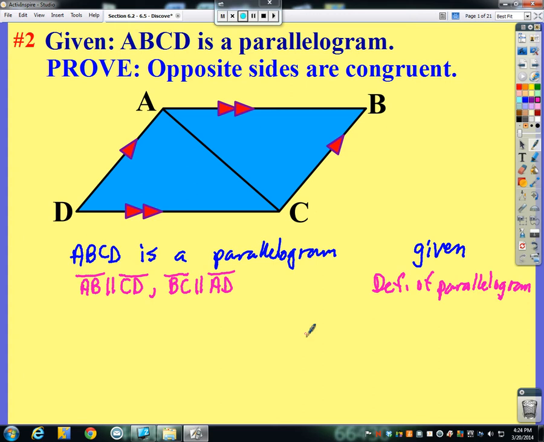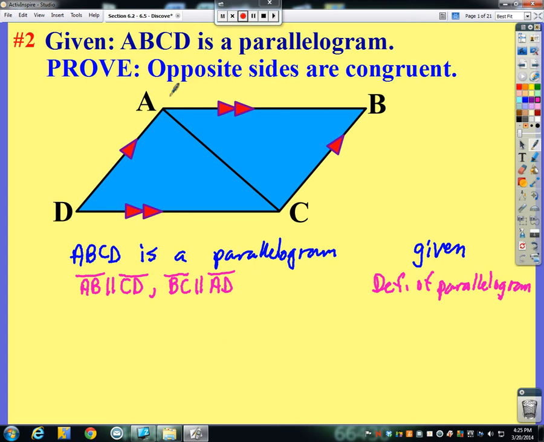How am I going to do that? Notice I have already drawn in diagonal AC so that I have 2 triangles here. And you're going to be doing this a lot with your other proofs. You're going to have to show that triangles are congruent so that you can show that other certain things must also be congruent about those triangles. And those other things are the properties we want to prove here.